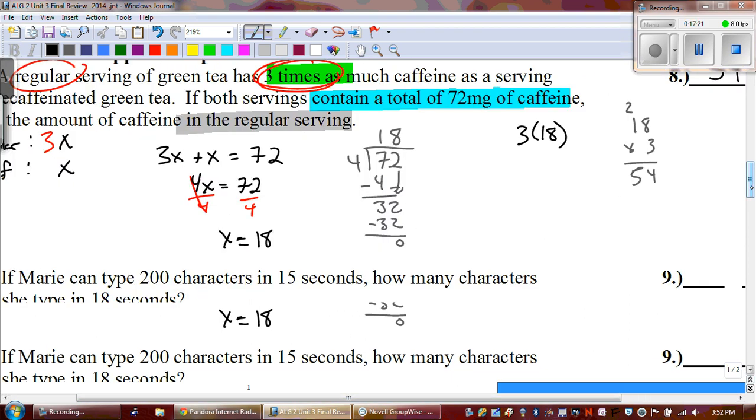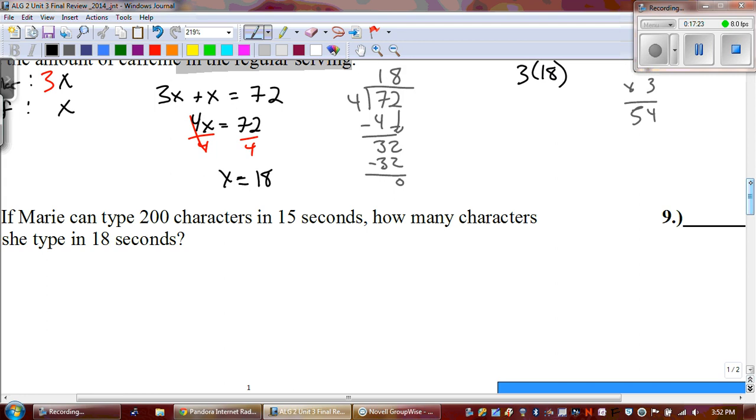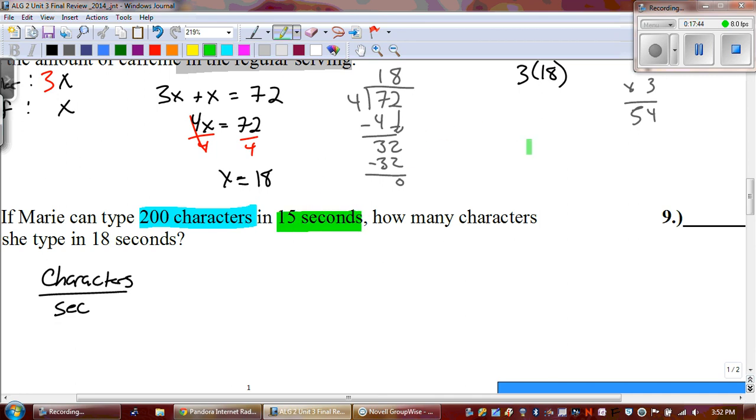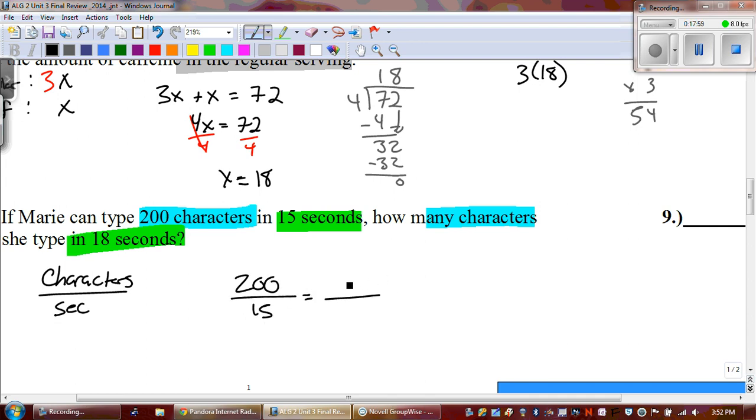All right. Next one. If Marie can type 200 characters in 15 seconds, how many can she type in 18 seconds? So the two things that we're talking about are the characters and the seconds. Okay? So characters, seconds, they want to know how many characters in 18 seconds. So you're setting up a proportion. We have 200 over 15, and then it's x over 18.